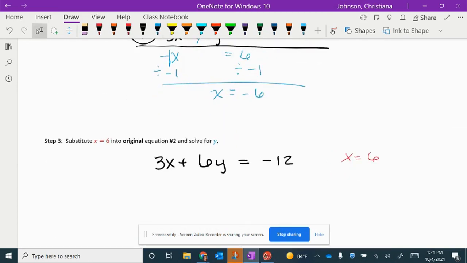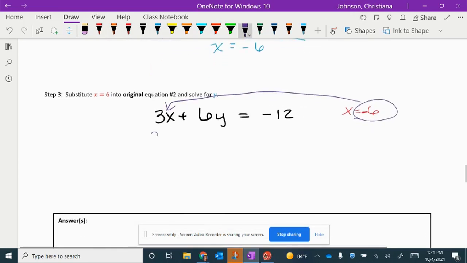Now we want to put our negative 6 into our original equation, wherever we have an x. So 3 times negative 6 plus 6y. It's really important you go back to the original equations that they originally gave you, not anything you've already manipulated. Because if you made a mistake, you'll be messing up your math. But if you always use the original equations, if there's a mistake, it won't be because you've rearranged it wrong.